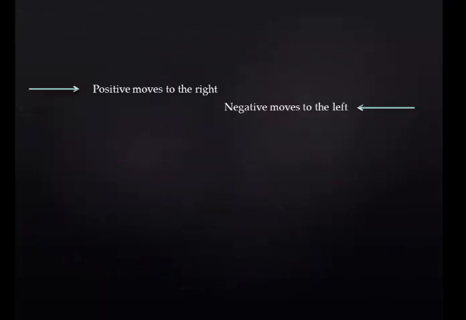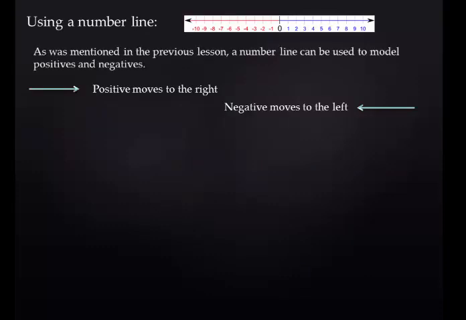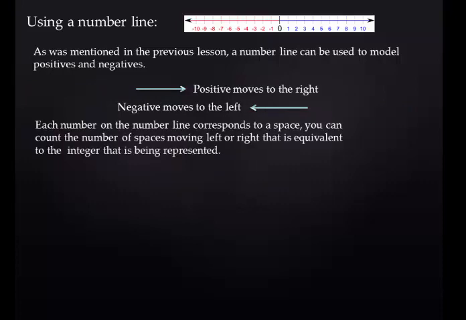Another model that we can use is called a number line. Positives move to the right and negatives move to the left. So we can use the number line to model these. So again, positive moves to the right, negative moves to the left, and each number on the number line corresponds to a space. You count the number of spaces moving left or right, equivalent to the integer that's being represented. So if you have a positive integer, you move to the right. If you have a negative integer, you move to the left.